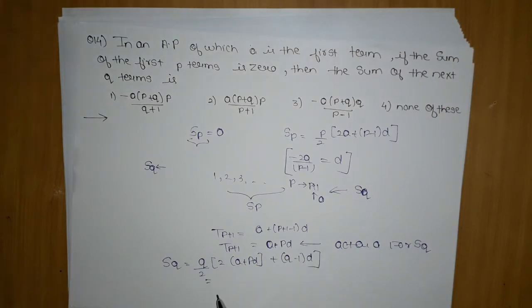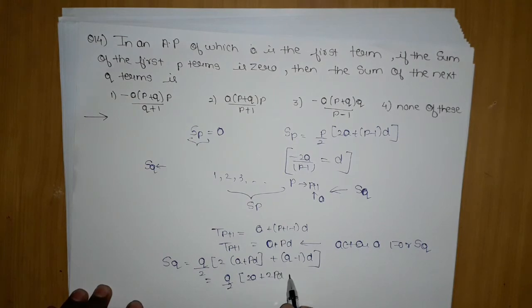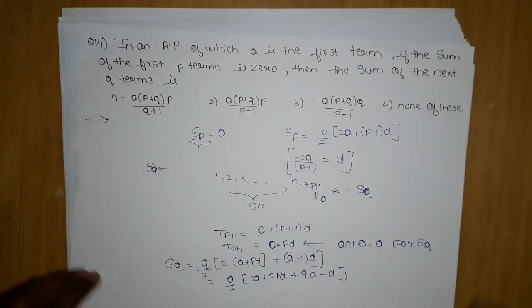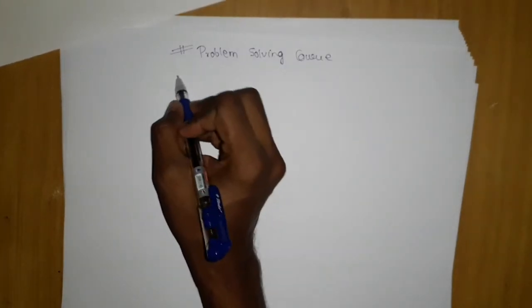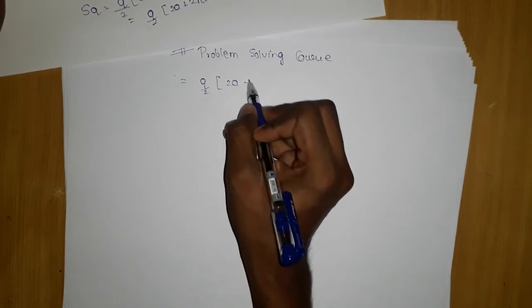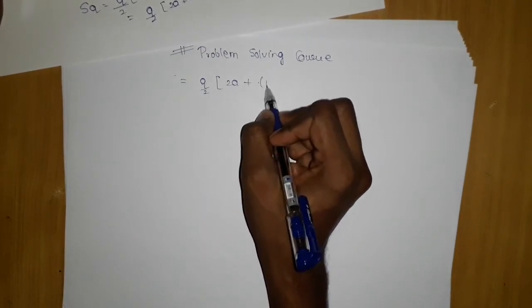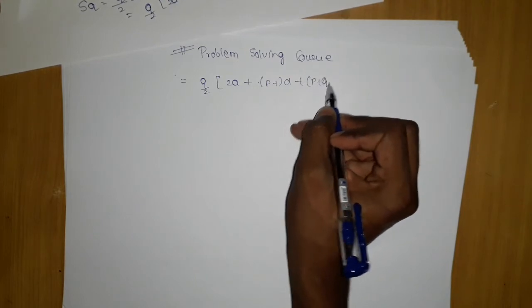After solving this, what are we getting? Q by 2 into (2A plus 2PD) plus QD minus D. Now why did we separate it? Let me move on to the next page, and you can clearly see the reason: 2A plus (P minus 1) into D plus (P plus Q) into D.